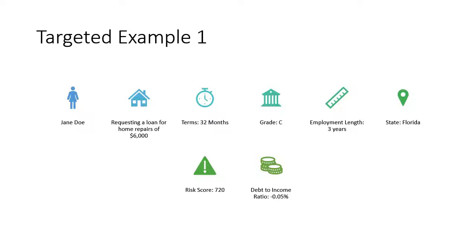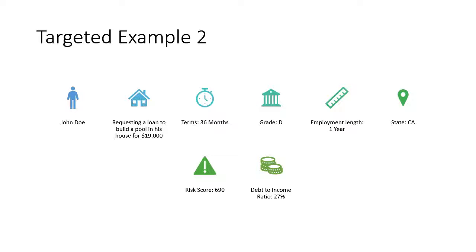Jane is requesting a loan for home repairs of $6,000. She is asking for a 32-month term. Her loan is graded at C. Her employment length is 3 years, and she's from Florida. Her risk score is a 720, and her debt to income ratio is negative half a percentile. As such, Jane would be marketed to by our marketing team and likely be approved for the loan, thus improving our ability by finding Jane, being able to market to her, and hopefully she purchases our product.